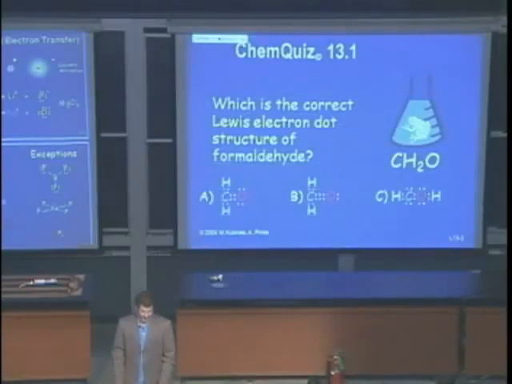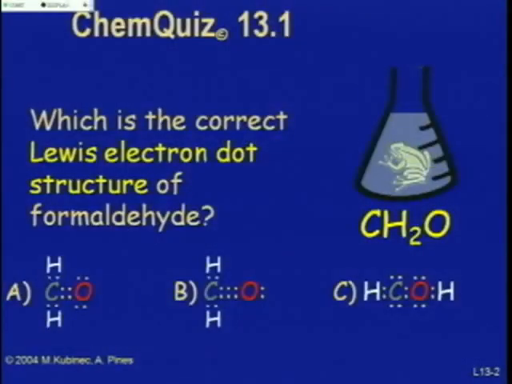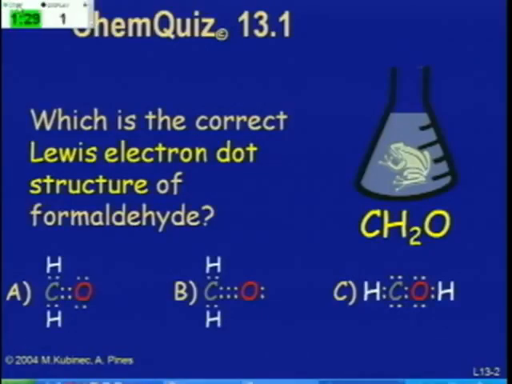So having talked about all that, let's do a chem quiz. What's the correct Lewis electron dot structure for formaldehyde? Formaldehyde was often used as a preservative, and it's a rather nasty smelling compound. So CH2O, what is the electron dot structure for formaldehyde? 1.5 minutes. Let's see how many people we got.